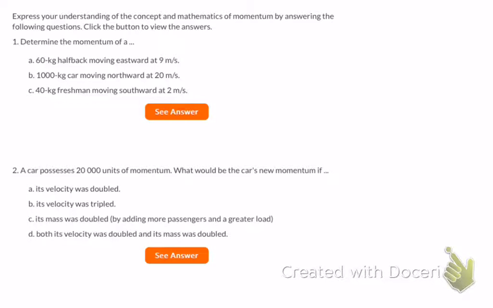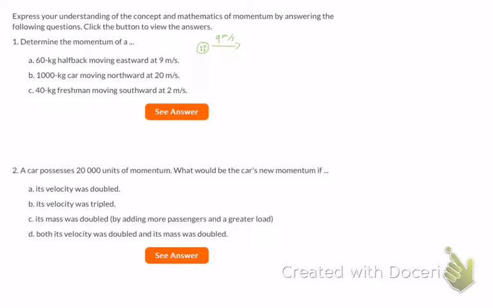Alright, so let's do a couple of example problems to see if we understand the concept of momentum. So one says, determine the momentum of a 60 kilogram halfback moving eastward at 9 meters per second. So let's draw the figure to see exactly what we're talking about. Alright, we have an object, and that object is moving with a velocity of 9 meters per second, and the object's mass is 60 kilograms. So we could say that this is 60 kg.